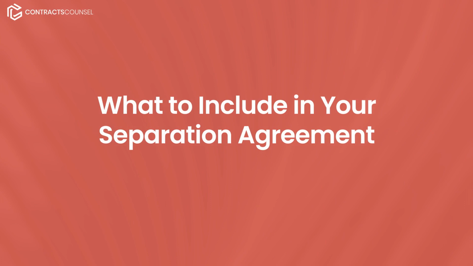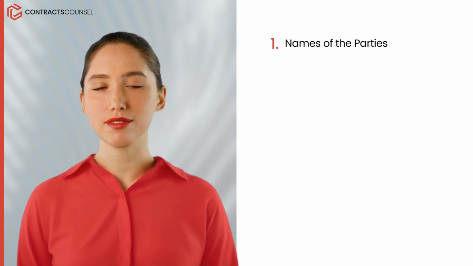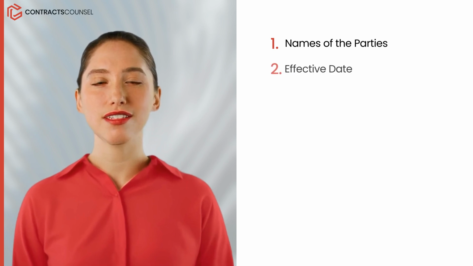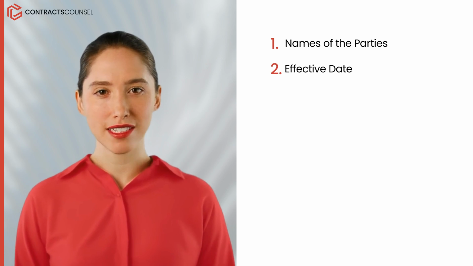What to include in your separation agreement? There are common terms used in separation agreements. Here are some you will find. 1. Names of the parties. The agreement includes the legal names of both parties involved in the separation. 2. Effective date. This specifies the date when the separation agreement becomes effective.